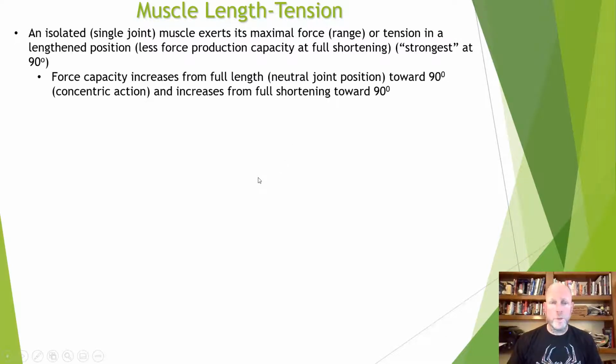Force capacity basically increases from full length toward 90 degrees. Okay, in other words, concentric action. If you start doing that arm curl and you're bringing your arm up here, slowly bringing your arm up, when you go from pretty much full length, essentially near resting length, in basically a neutral position, you start moving concentrically coming up, right? When you start doing that, as you're closing on 90 degrees, generally speaking, you have a higher and higher capacity for producing force. Okay, generally speaking.